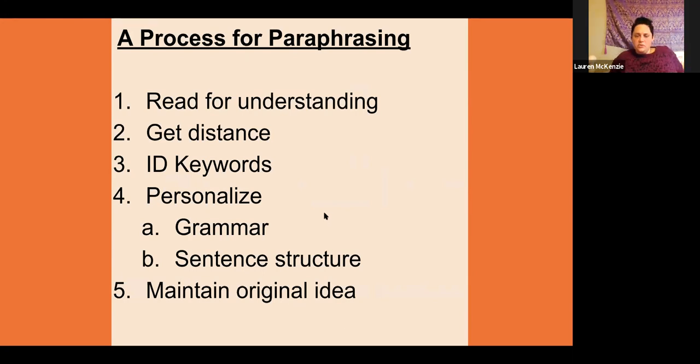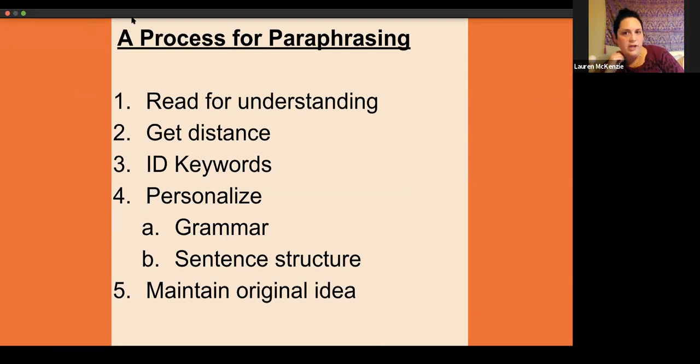Here's a process for paraphrasing. The reason I chose paraphrasing to talk about here is because I think it's actually the hardest skill. Once you get the hang of writing a summary, it's pretty easy. It's like, what is the main idea? What is the topic of this article? And what does the author say about it in as short a time as you can? But paraphrasing requires the most linguistic or language work, right?